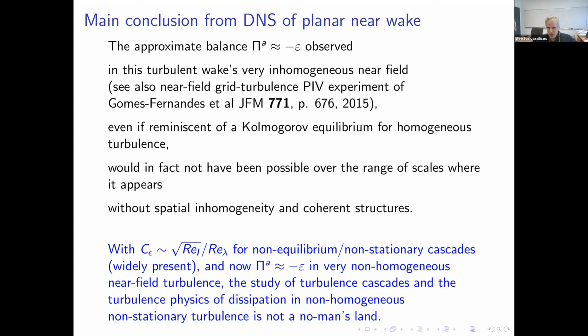So with this scaling here of the dissipation, which we know exists now for a number of flows, and which characterizes non-equilibrium or non-stationary cascades, and now this kind of balance, which appears in the very non-homogeneous near field turbulence, I feel that the study of turbulent cascades and the turbulence physics of dissipation in non-homogeneous non-stationary turbulence is not a no man's land. And I think that it is worth doing research in there.